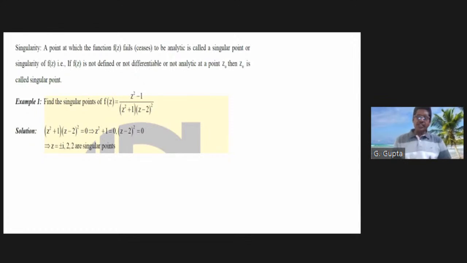That is, if f of z ceases to be analytic at a point z, ceases means fails. Please underline. Now, these singular points are useful in complex integration problems.